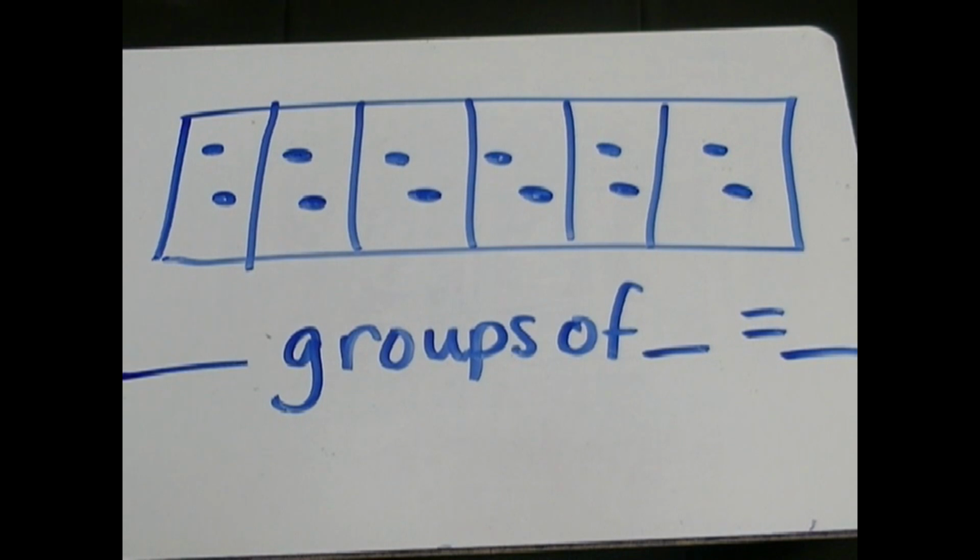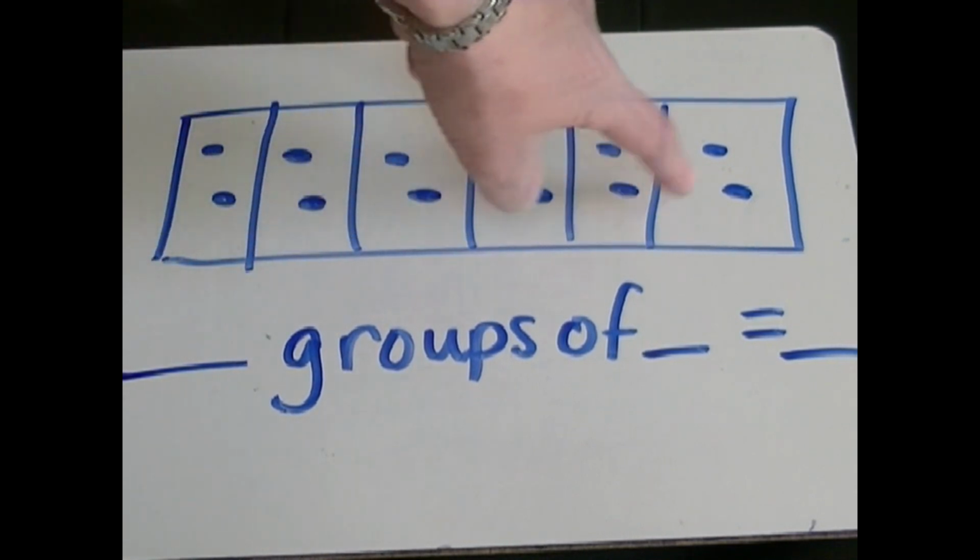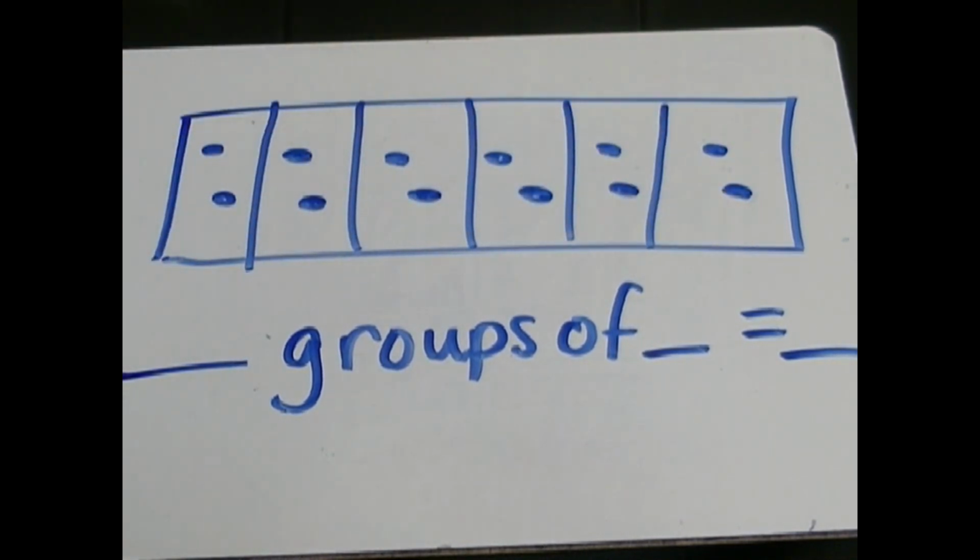Now, what if you saw something like this? Blank groups of blank equals blank. What would you do to attack this problem? Well, first we got to figure out how many groups we have altogether, which is pretty easy when you're looking at a tape diagram. You're just trying to see how many rectangles there are. Let's count. 1, 2, 3, 4, 5, 6. So I have 6 groups in this tape diagram. I would put a 6 here.